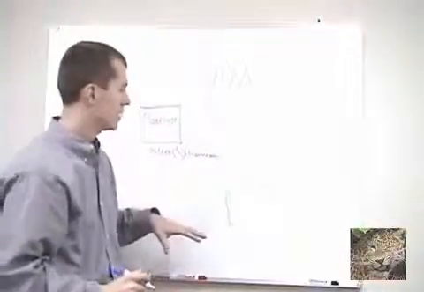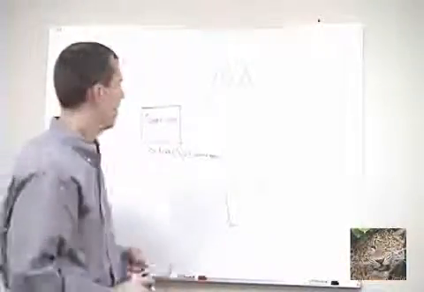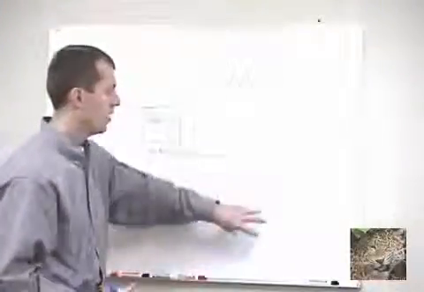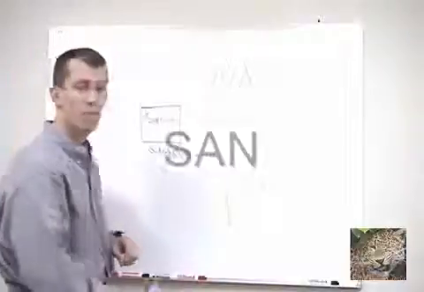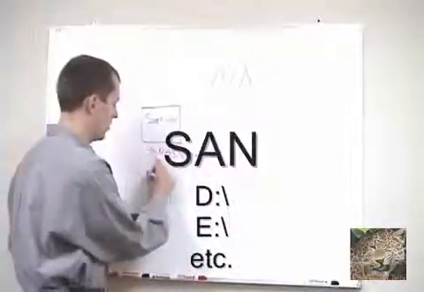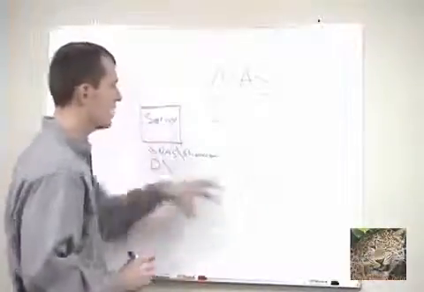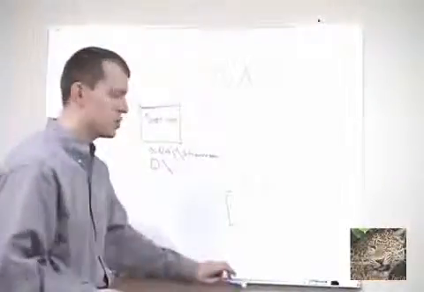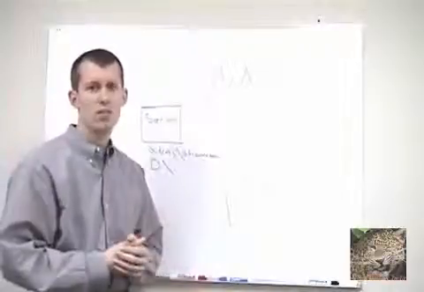Now if I wanted to access storage on the SAN, it would show up as an actual drive on my system. So if I dedicated a disk to my server on my SAN, it may look like this. It may show up as a D drive, and that's storage on my SAN. So that seems simple enough, but what are some more differences?